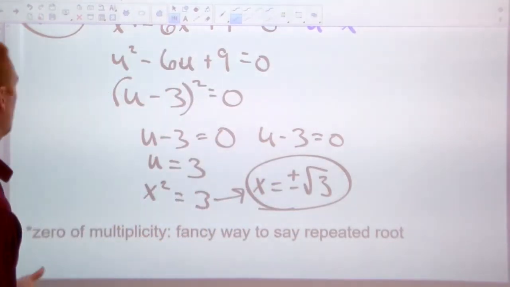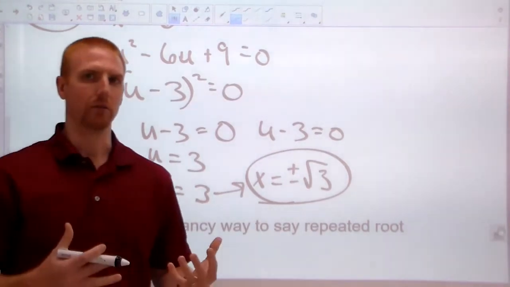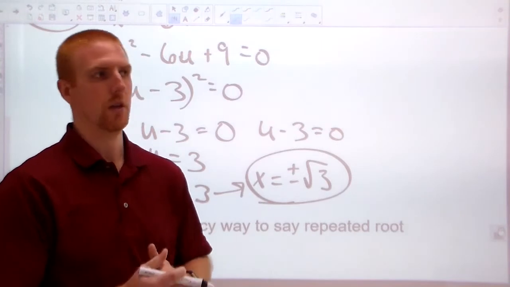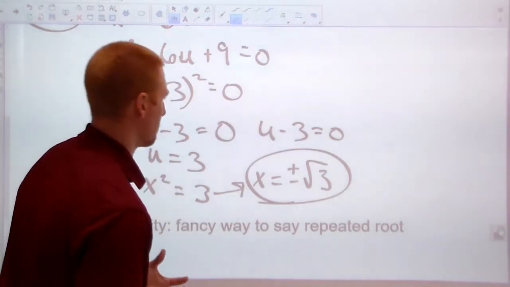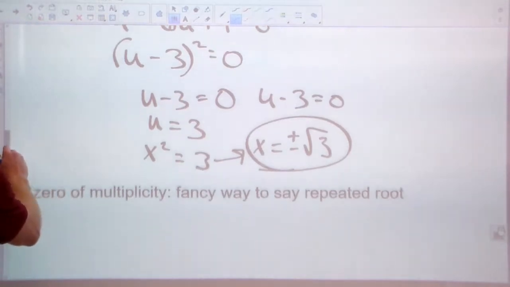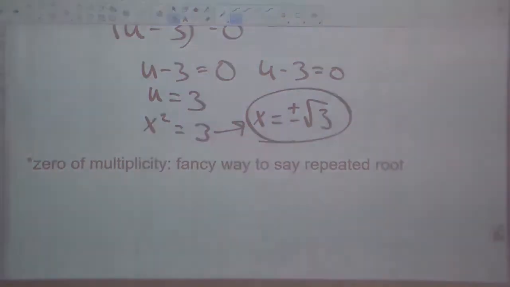So those are both repeated solutions. Technically, that means we have five roots, 5 solutions. And again, we'll keep digging into how that works as we get into the algebra more. But that's what's happening. And I believe this is the way your book titles it, multiplicity, so a fancy way to say repeated root.